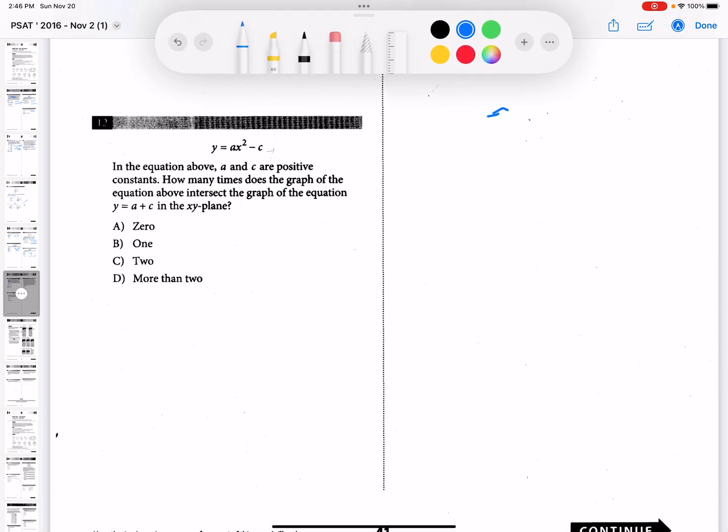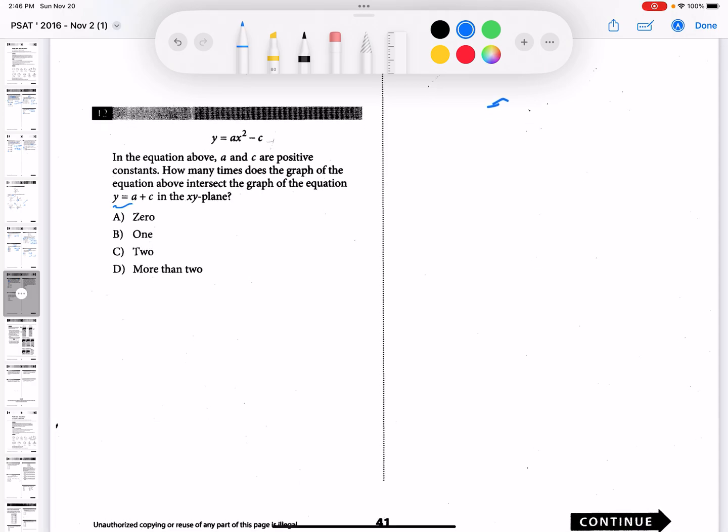In the equations above, A and C are positive constants. How many times does the graph of the equation above intersect with the graph of the equation y equals A plus C in the xy plane? So this is pretty simple because we have this not written in slope-intercept form, but we do have this with a square. The square tells us that A intersects 2 times because we can see that both intersections have the same point. Now you might say for C the same, but this is a negative C and this is a C, so they do not intersect in the same area. So C should be our answer.